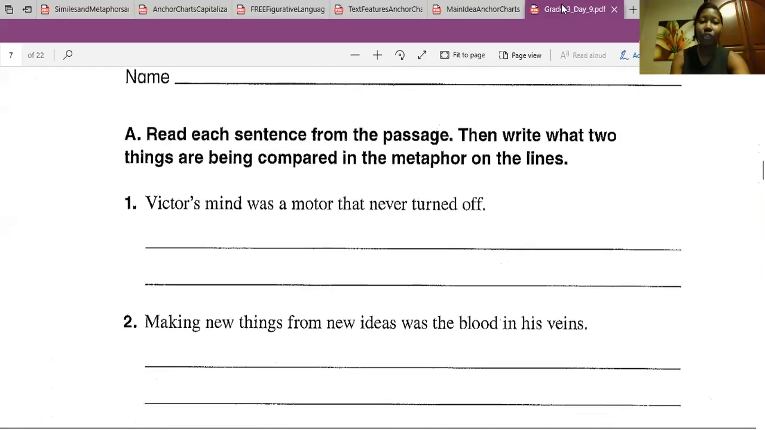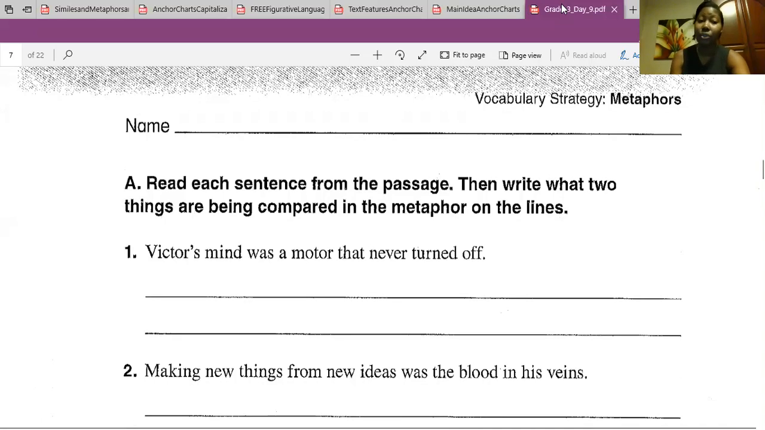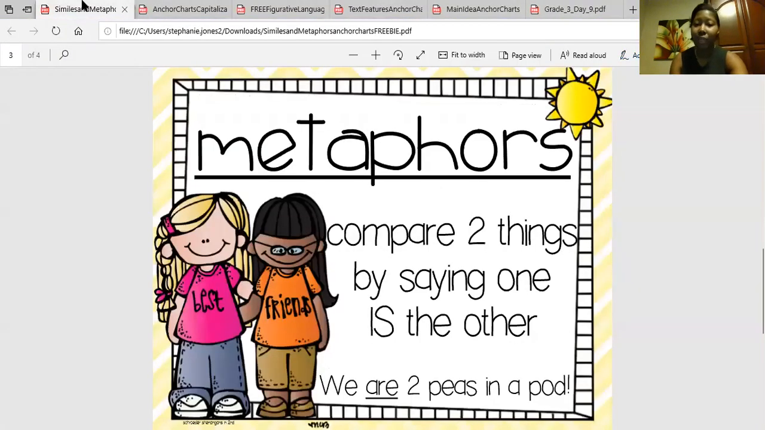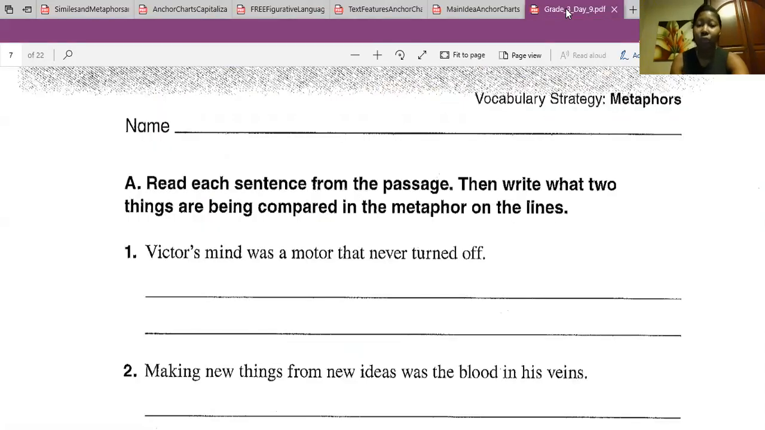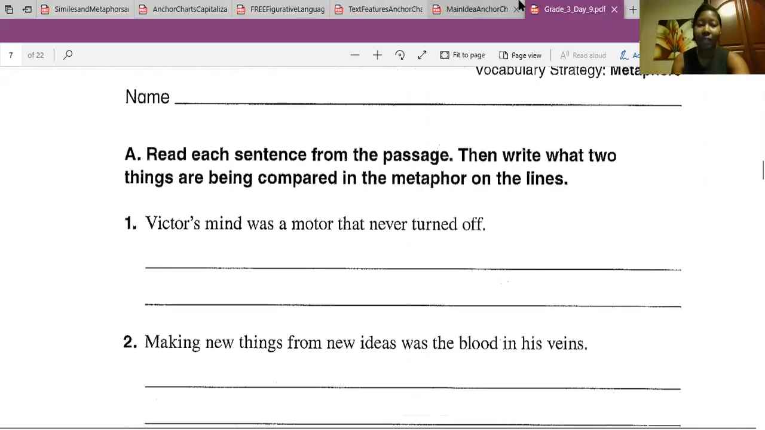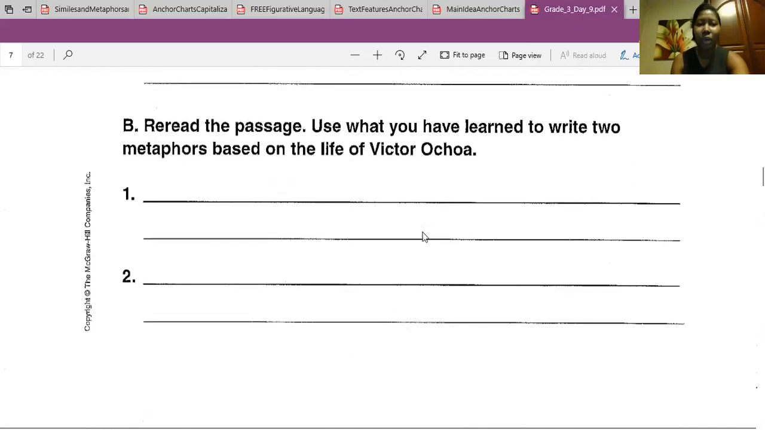And next you have this two-part question. It says, read each sentence from the passage, then write what two things are being compared in the metaphor on the lines. We remember what metaphors are, right? Metaphors compare two things by saying one is the other. For example, we are two peas in a pod. For example, Victor's mind was a motor that never turned off. We discussed that earlier. That should be an easy question for you.